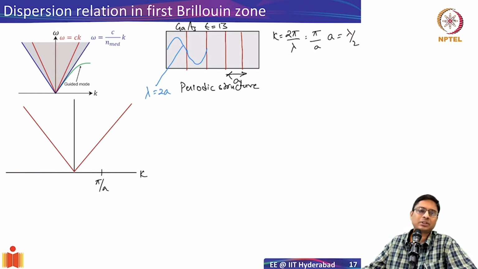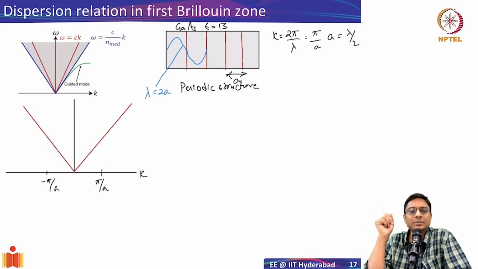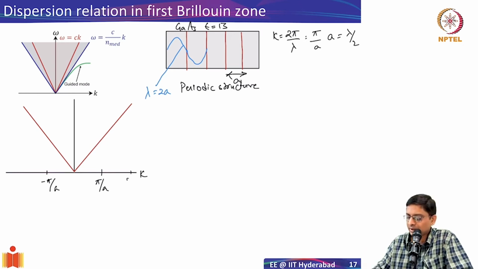I mean, you can also think of a k which is in the negative direction. It doesn't really matter for us. So even pi by a, it's a negative propagating wave essentially. So if I have minus pi by a, that is going to be the same. Okay. Similarly, I can even look at 2 pi by a and minus 2 pi by a.